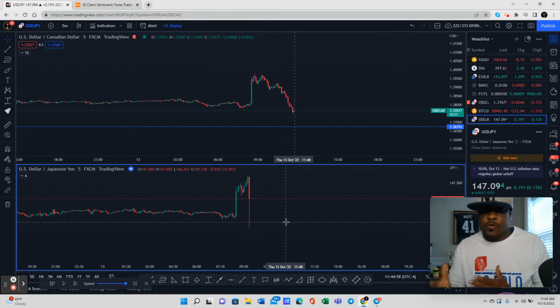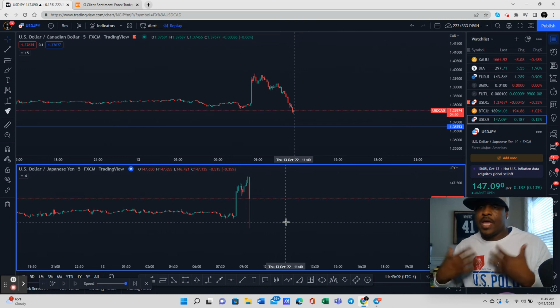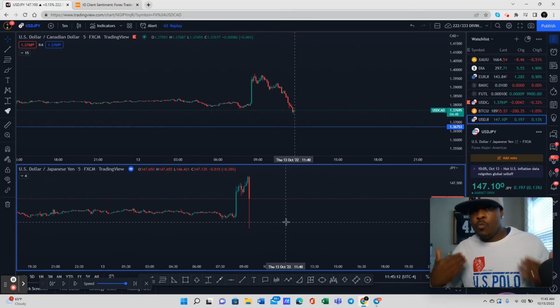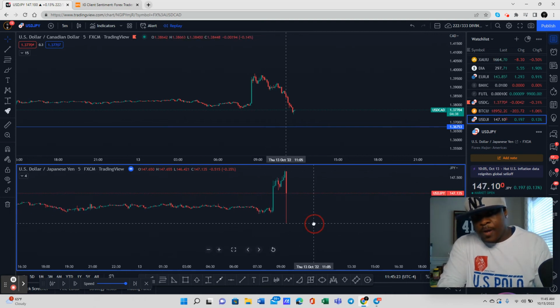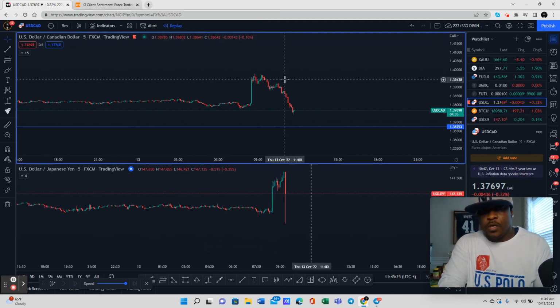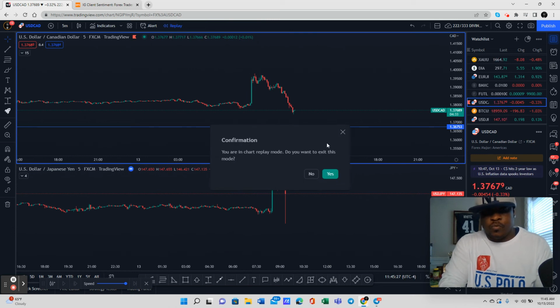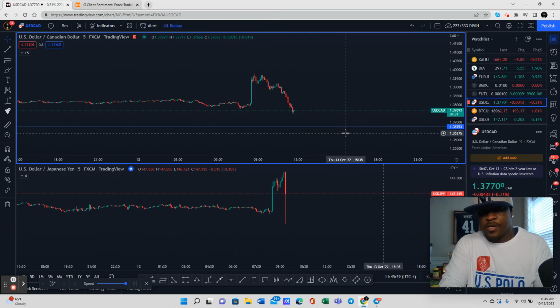Now, since they're correlated, one of them can give a snapshot of what's going to occur with the other pair. Typically, the US dollar Japanese yen, because it has more volume and more people trade it versus the Canadian dollar, it gave me an insight of what is probably going to occur. So as soon as I saw this drop, I said to myself, all right, now I'm gonna have to do a replay. Let me see how I can do this.